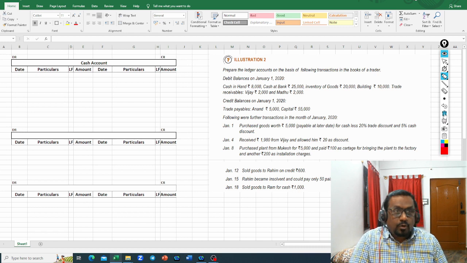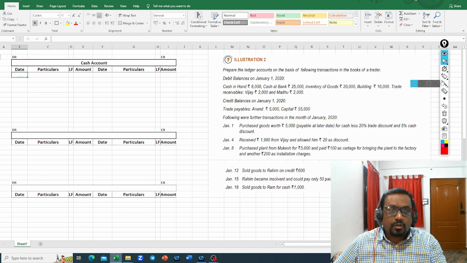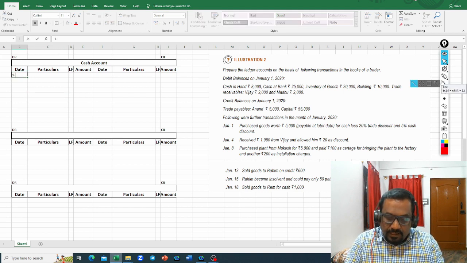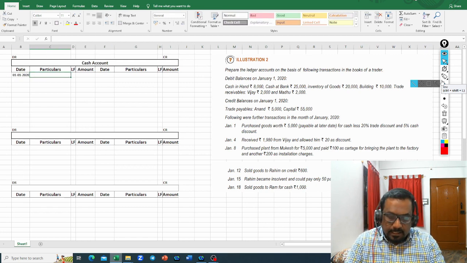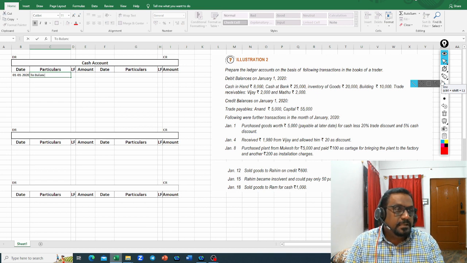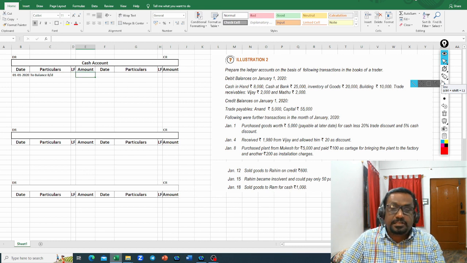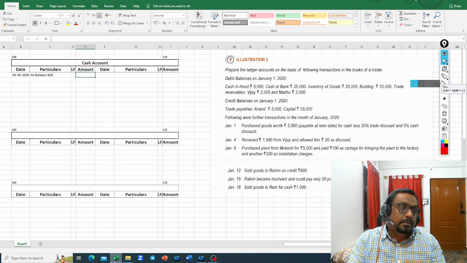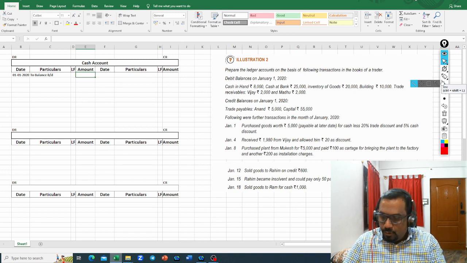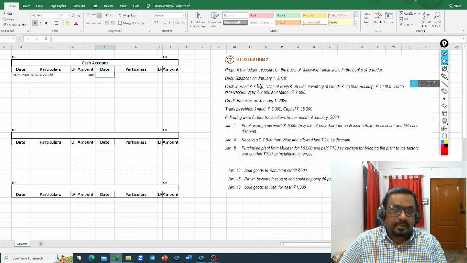To balance brought down. So I will put this as a debit balance here. What date do I need to put? 1st January 2020. I put the date here and to balance brought down. Why am I putting this on the debit side? Because cash is an asset, and all assets are debit balances. Hence, I am keeping this amount on the debit side. So 8,000 rupees is the amount. So this is done, right?